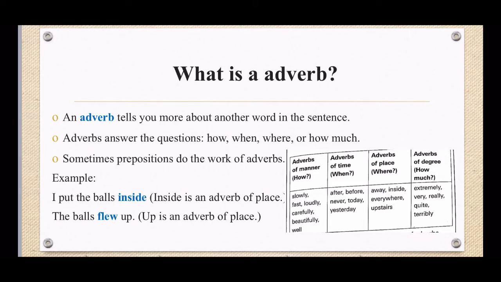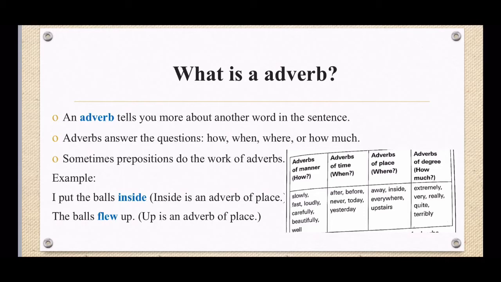The next sentence, the balls flew up. Up is also an adverb of place. It's telling us where, right? And remember, adverbs answer the questions how, when, where, or how much, right? So here in the little block, it gives us the adverbs of manner, right? So adverbs of manner answer the question how. So these are words such as slowly, fast, and loudly, and so forth.